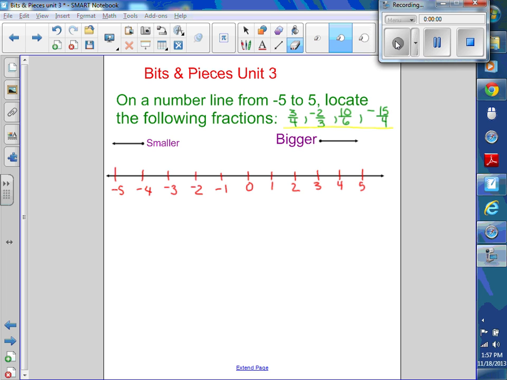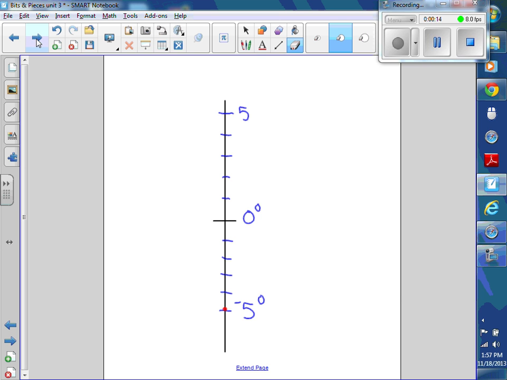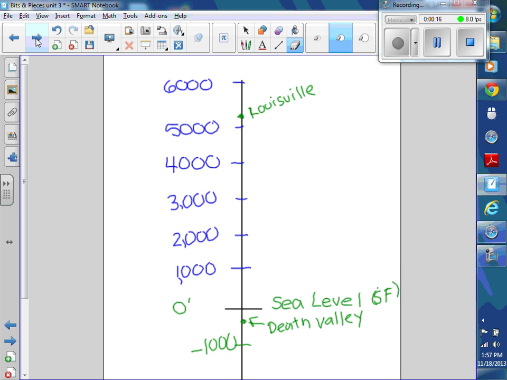New thing today, you have to be able to place your negatives and positives on a number line. You also want to be able to write mixed numbers as improper fractions. And you want to be able to think of different examples where you see negatives. And we're going to talk about those first.